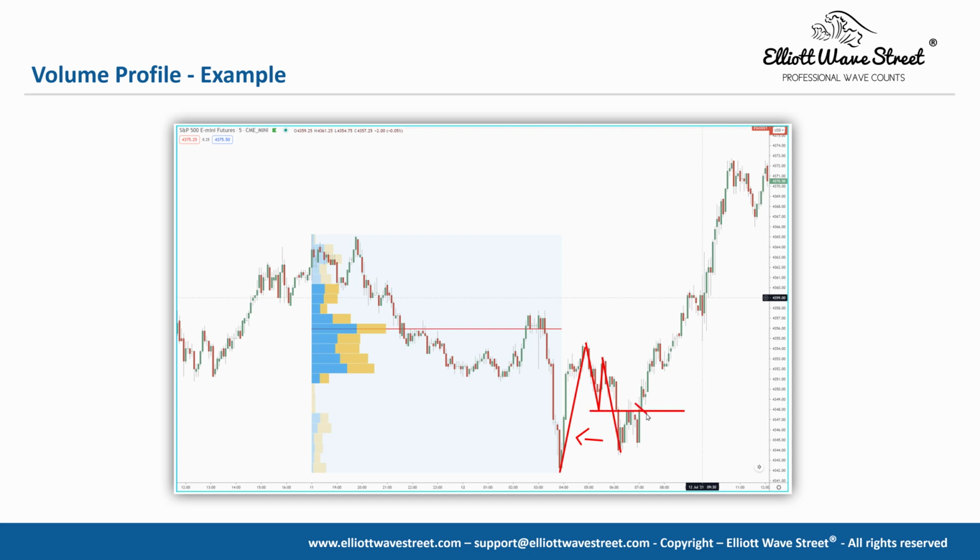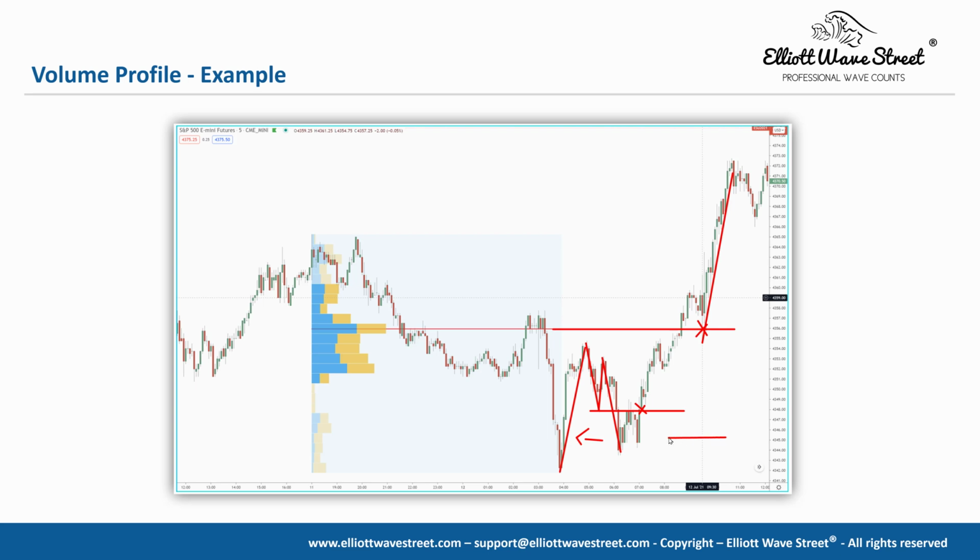We can buy here, for example, using my technique of the failure. So we can buy here. And we can have a minimum target at the point of control. You see how when they break out of the point of control, they retest it and the price departs from there?